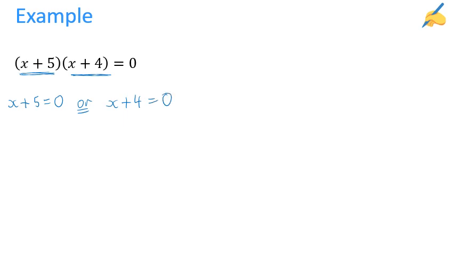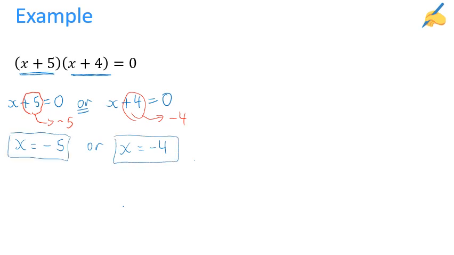Then my last step is to solve for x. So I use my inverse operations. I'm going to subtract 5 over to this side, which will give me x equals 0 minus 5, negative 5, or I'm going to subtract 4. So x equals negative 4. So these are my two solutions here.